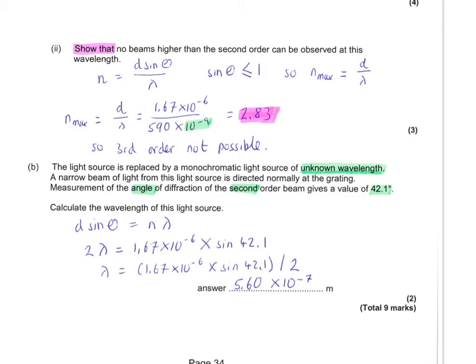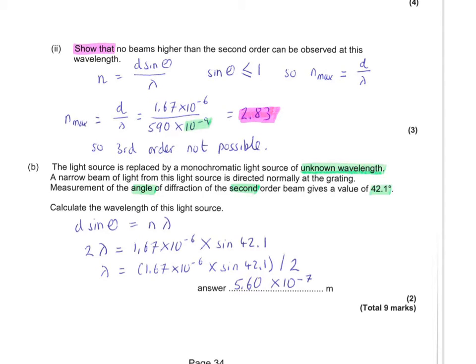Next, we're asked to show that no beams higher than the second order can be observed. Rearranging the diffraction grating equation, we can say n equals d sine theta divided by lambda. We want to find the maximum n possible. d and lambda are fixed, so the maximum n will correspond to a maximum value for sine theta. Sine theta cannot exceed 1.